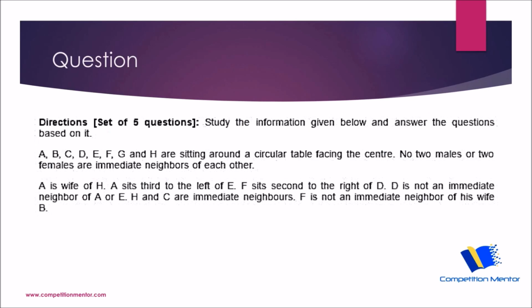The set of 5 questions. Study the information given below and answer the questions based on it. A, B, C, D, E, F, G and H are sitting around the circular table facing the center. No two males or two females are immediate neighbors of each other. A is wife of H. A sits third to the left of E. F sits second to the right of D. D is not an immediate neighbor of A or E. H and C are immediate neighbors. F is not an immediate neighbor of his wife B. So these are the information provided to us.